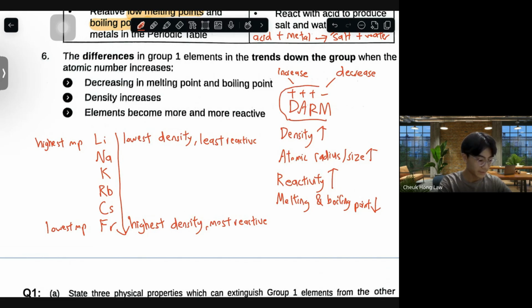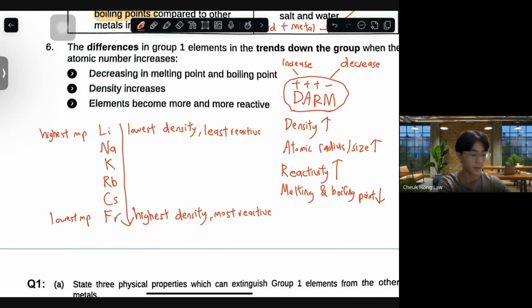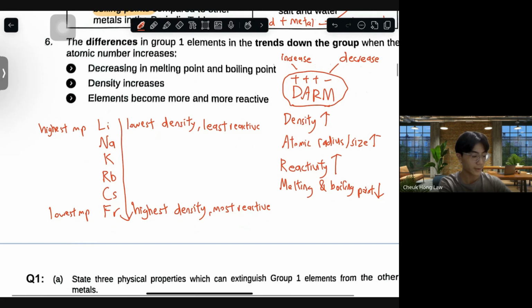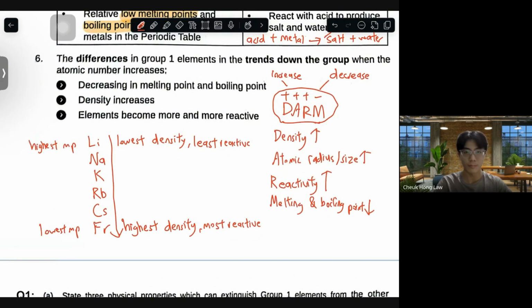We're going through this memory shortcut, the trends down the group. The memory shortcut is DARM plus plus plus minus. D is density, which increases down the group. Atomic radius increases down the group. Reactivity increases down the group, and melting and boiling point decreases down the group. So this is for your group 1 trends.